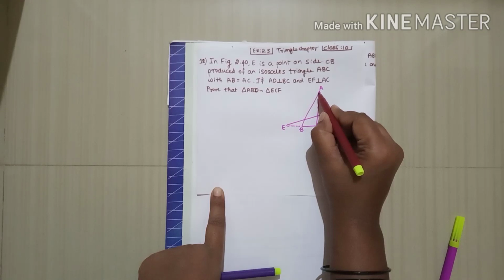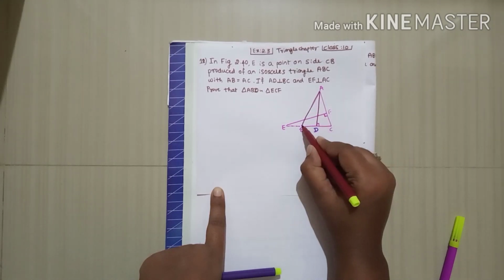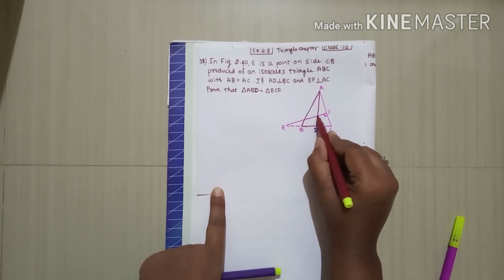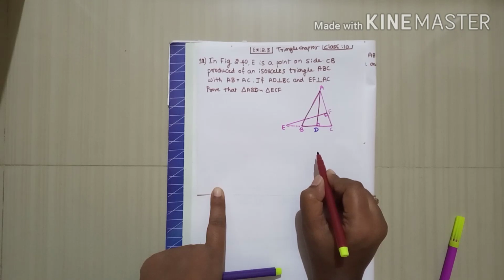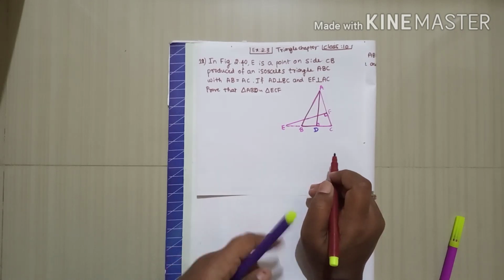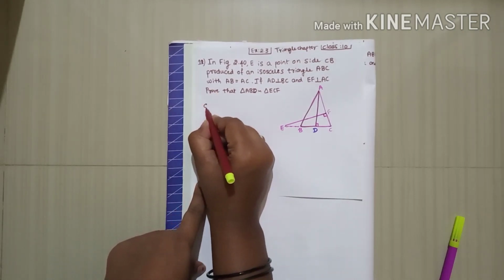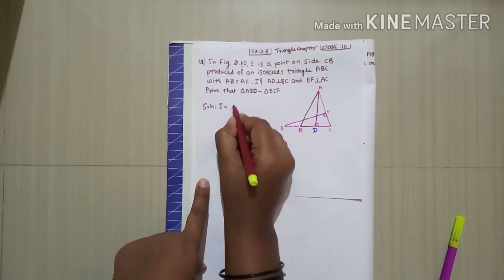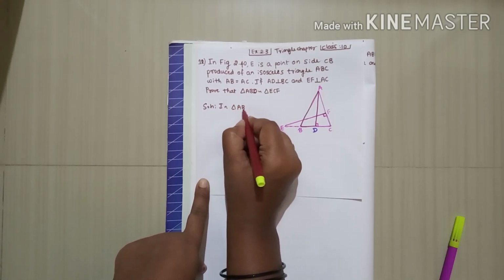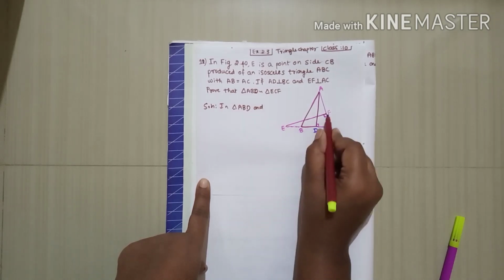Means I'll show you which two triangles are similar. We want to prove this triangle ABD and this one EFC, this triangle. We want to prove those two triangles are similar here. For that, we have to consider those two triangles. In triangle ABD and triangle EFC.